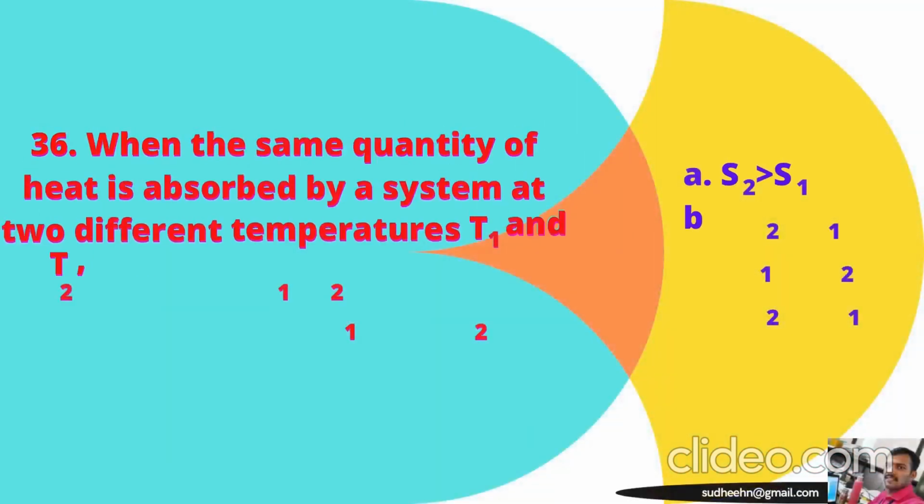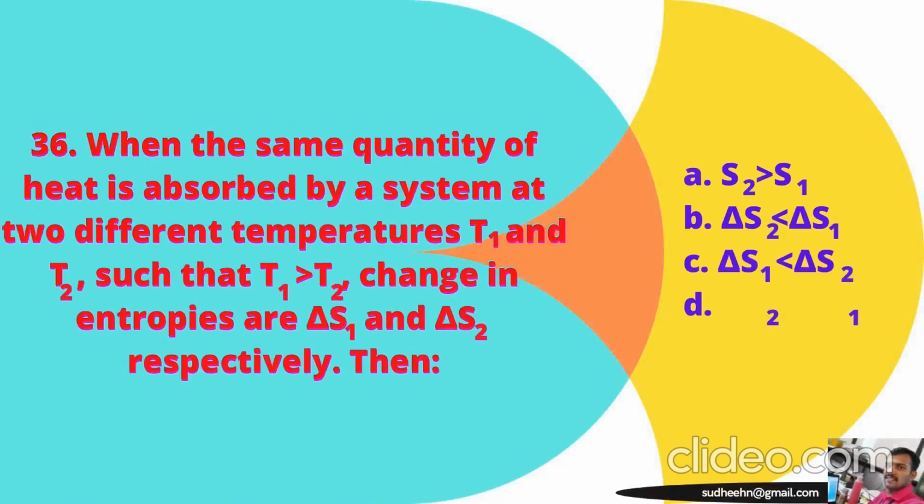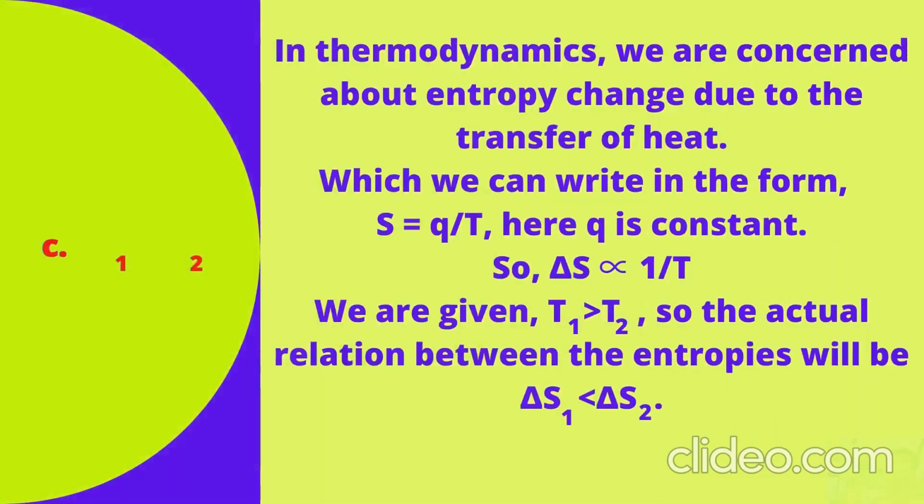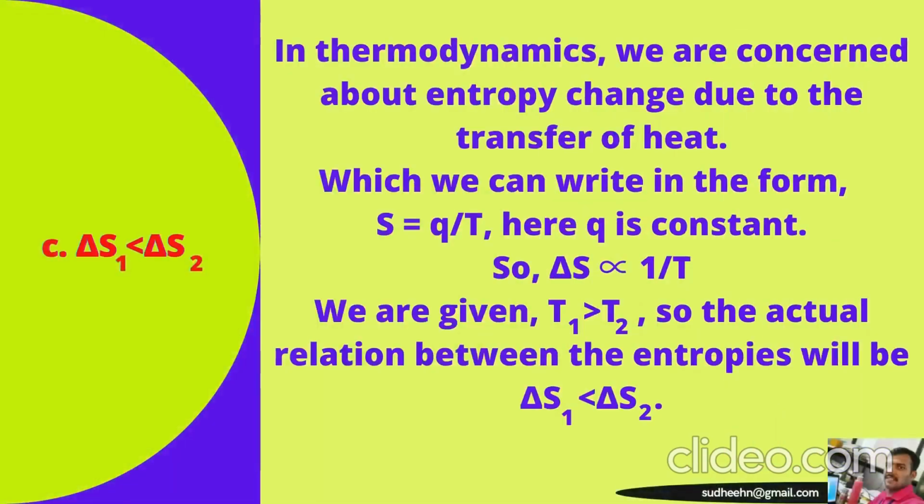Question number 36. When the same quantity of heat is absorbed by a system at 2 different temperatures, T1 and T2, such that T1 is greater than T2, and the changes in entropies are delta S1 and delta S2 respectively, then: option A, delta S2 is greater than delta S1, or option B, delta S2 is less than delta S1, or option C, delta S1 is less than delta S2, or option D, delta S2 is equal to delta S1. So here S means entropy, and delta S is nothing but change in entropy. And the right answer for this particular question is option C, that is delta S1, the change in entropy of the first state, is less than delta S2.